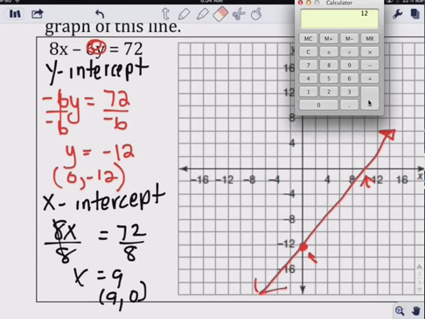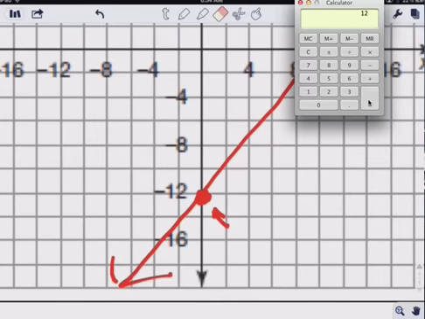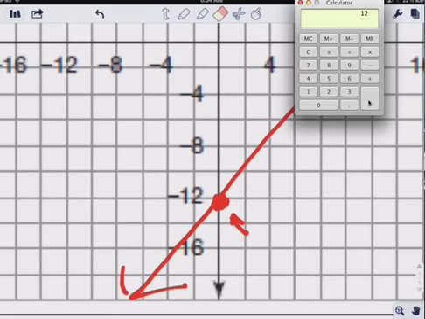Oops. Oh my goodness. My boys are loud. They're waking up. Oops. Make it larger.